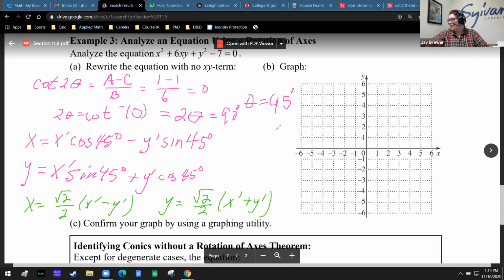I think I'm going to need a second sheet of paper. What do you guys think? We now have an x and a y. What was our equation written in? It was written in x's and y's, right? So now everywhere you see an x, you have to plug this part in, and everywhere you see a y, you have to plug the other part in.